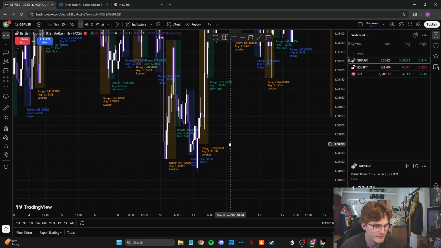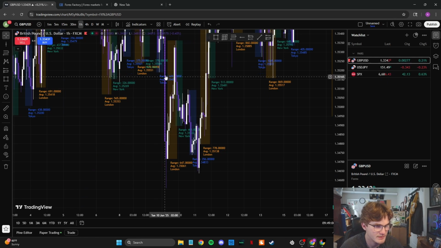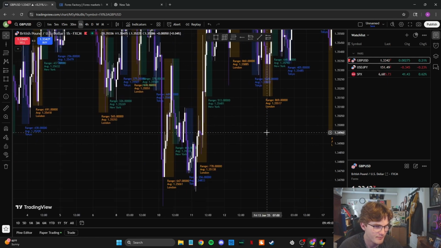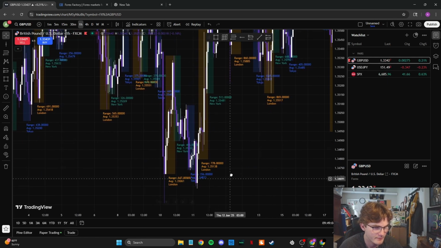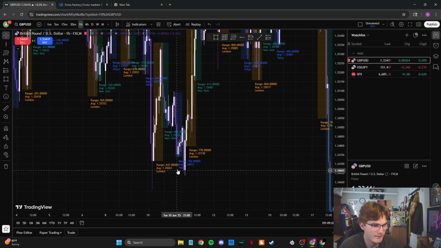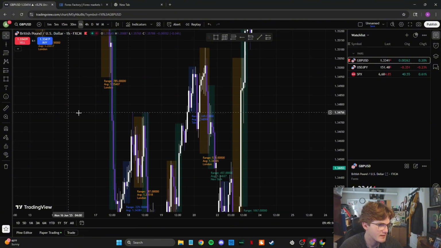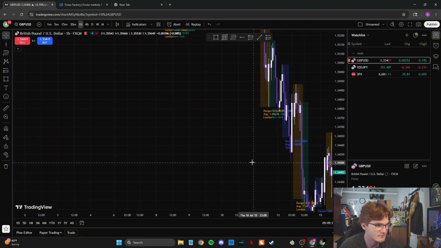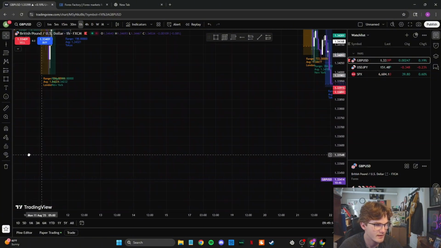Yeah, right here. Exact same liquidity sweep. Fills the imbalance. Does it again. Lower high. Fills the imbalance. And the session structure is the same. So that was just nice and dandy.